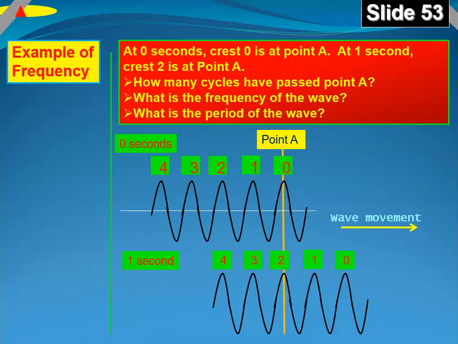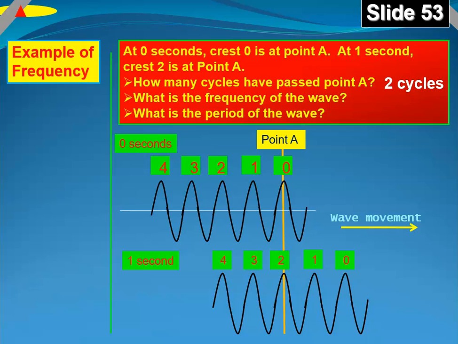How many cycles have passed? Okay, so the answer is 2. It went from crest 0, it went down and came back up to crest 1, it went back down and came back up to crest 2. So from 0 to 2 is 2 cycles.